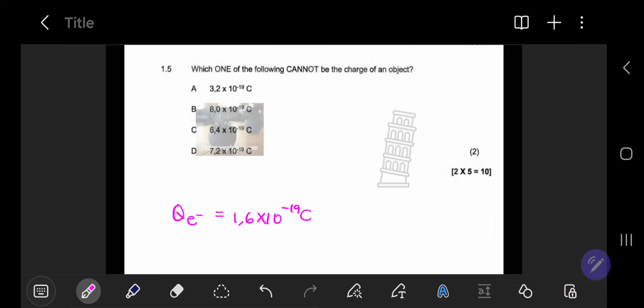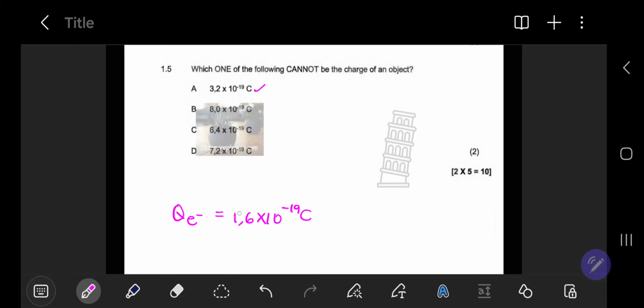And also understand that your question says which one of the following cannot be the charge of an object. So let's start multiplying, and all of the values that we get, those will not be the answer, because we are looking for a value that is not going to be an integer multiple of this. So if we take this value and multiply it by 2, that would give you 3.2 times 10 to the minus 19, which we do have here as an option. So that's not going to be the answer, but I'm just taking it to say that yes, that is a value that we do get.